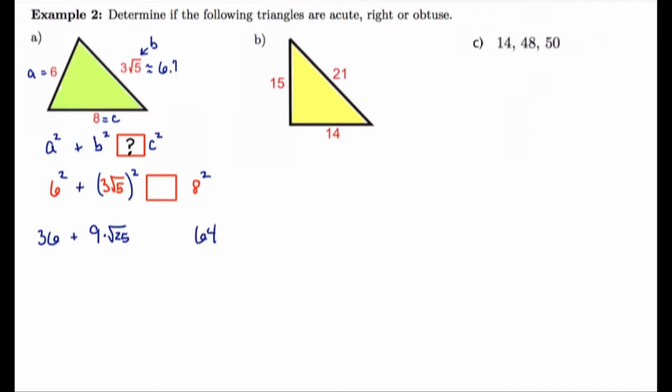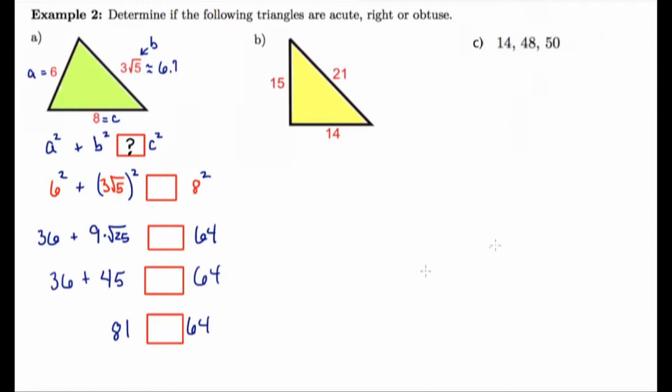So now square these numbers, add them up. And so 9 times 5 is 45. I can write that. So 36 plus 45, what was 64? 81 is greater than 64. So it's got to be acute. If a squared plus b squared is greater than c squared, it's got to be acute.